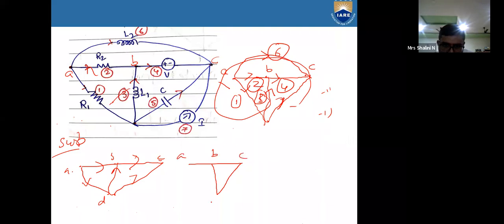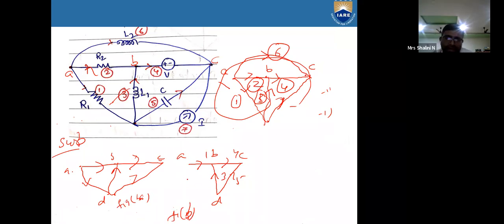A, B, C, D. Okay, 1, 4, 3, 5. It is one of the subgraphs now. This is figure A. This is figure B. This is one of the subgraphs. Why? Here the first element R1 is absent. Again, the sixth element also is absent. This is one of the subgraphs.